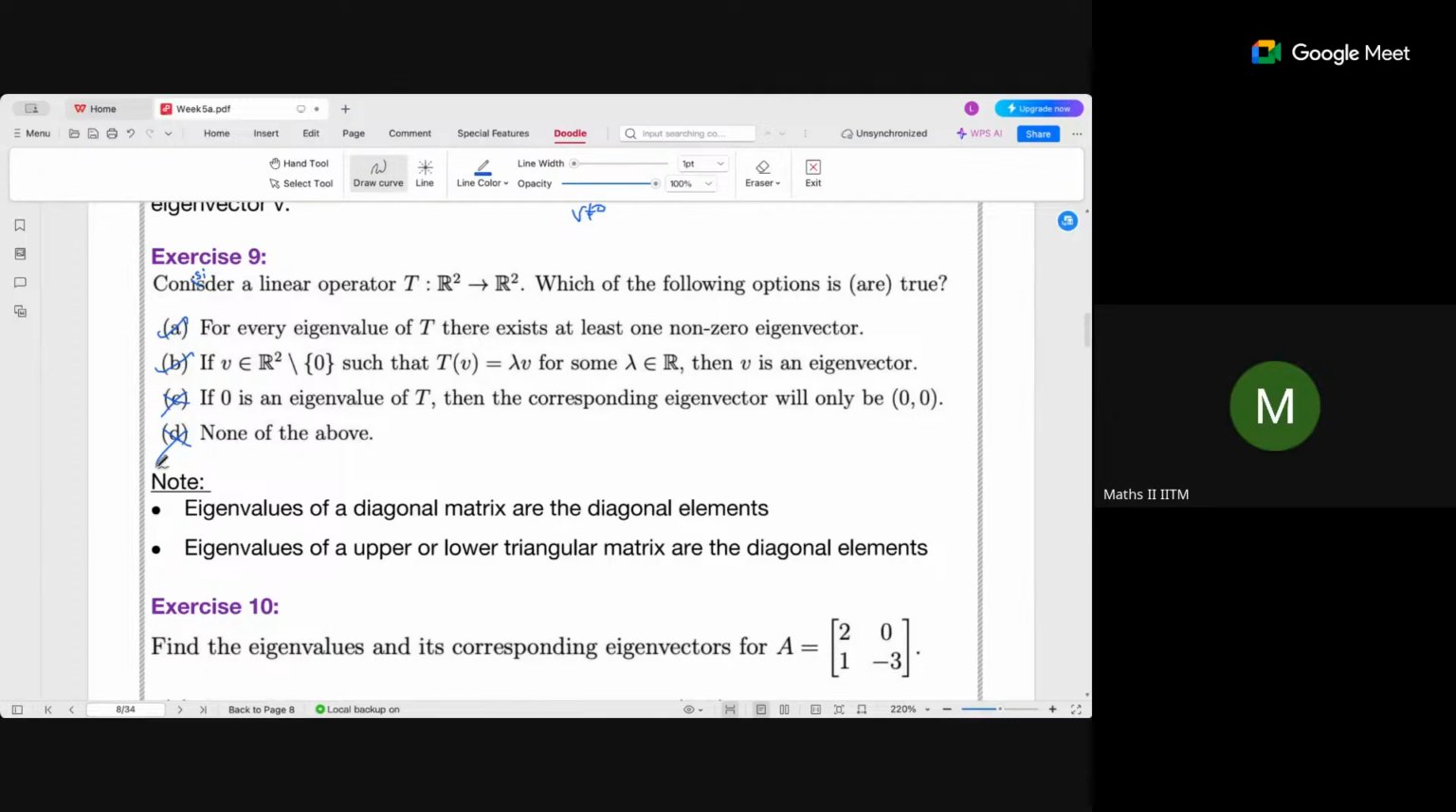So forget this. Eigenvalues of a diagonal matrix are the diagonal elements. Why? Because determinant of A minus lambda I will be simply lambda minus A11, lambda minus A22. So the roots are nothing but the diagonals. Same way you can see that in the determinant of A minus lambda I in both scenarios. That's why the eigenvalues are just the diagonal elements. You can check this for any diagonal matrix. Okay, fine.